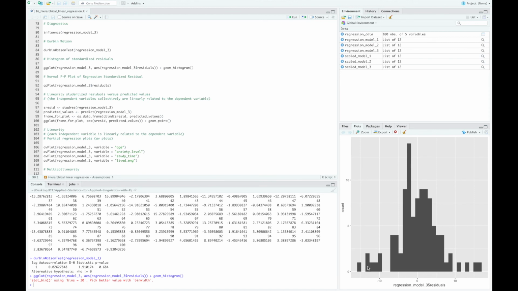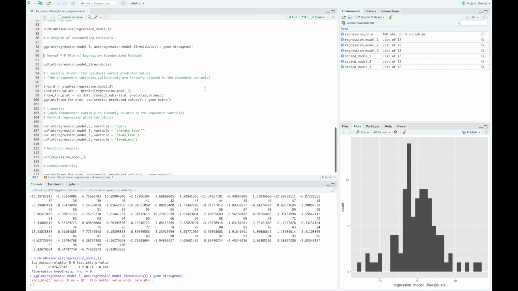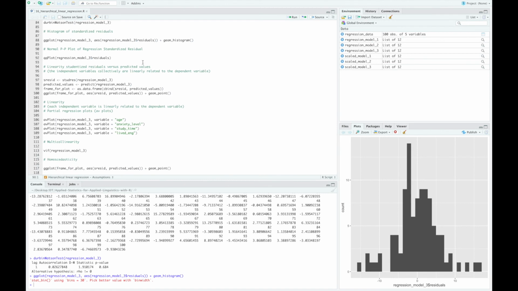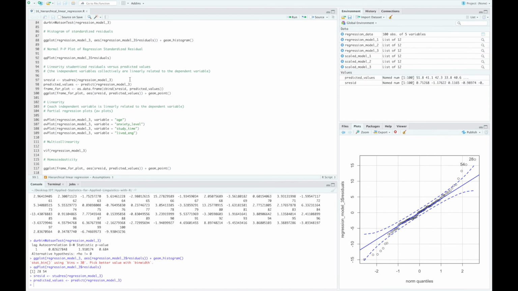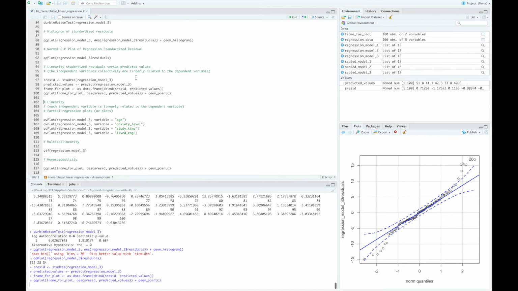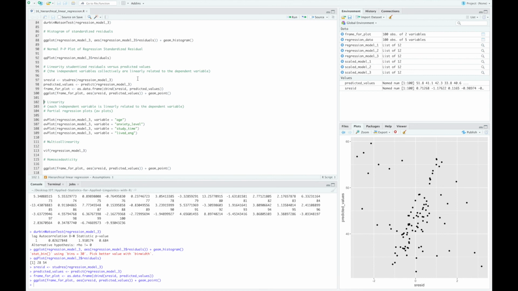We can plot a histogram of our standardized residuals for specifically model 3. And we can see that they're approximately normal. And we can look at a normality plot as well. Here, linearity of the studentized residuals versus predicted values is important. And the independent variables collectively should be linearly related to the dependent variable. And we see that they indeed are. We have a linear relationship.